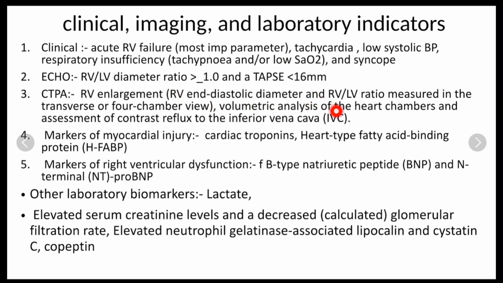Then in CTPA, right ventricular enlargement will be there. Right ventricular end diastolic diameter and right ventricle to left ventricle ratio will be measured in transverse or four-chamber view. Volumetric analysis of the heart chambers and the assessment of contrast reflux in the IVC will be higher in CTPA. Markers of myocardial injury, like cardiac troponins and heart-type fatty acid binding protein, will be elevated. Markers of right ventricular dysfunction, like BNP and N-terminal pro-BNP, will be higher.